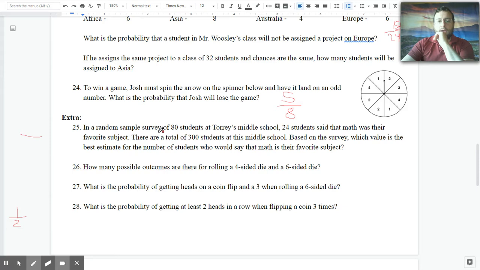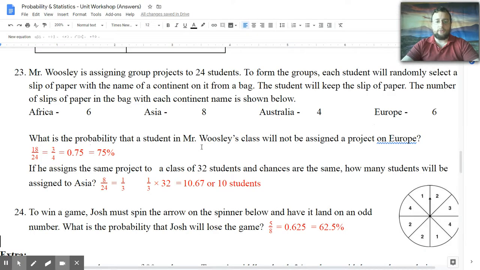So anyways, there is a survey of 80 students, and 24 of them said that they liked math as their favorite subject. So if you try the same thing with 300 students, how many of them are likely to pick math? So you use the past, right, to figure out your probability, and then apply that to the number of variations you have by multiplying to get your results. So let's see how that looks in practice.